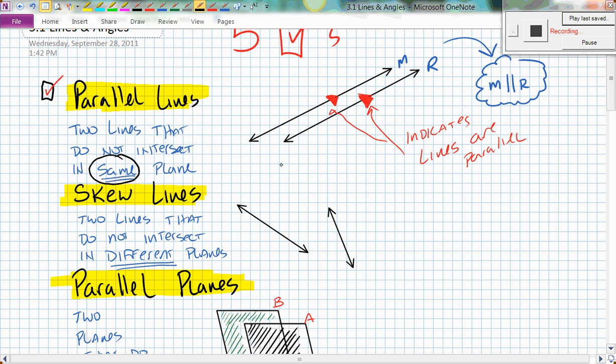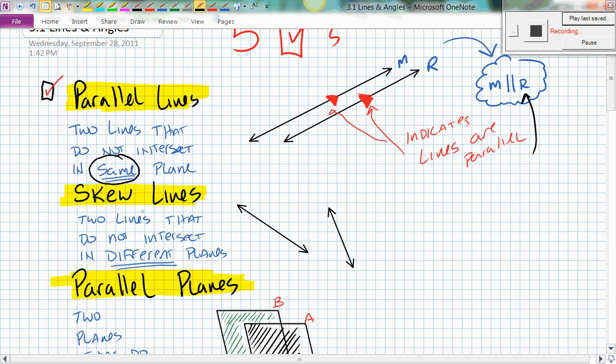So that's important. If they are in the same plane and they're parallel, like I have over here, M and R are parallel. The red triangles will indicate that the lines are indeed parallel. And the way that we write that is like this: M is parallel to R. This little tiny symbol looks like an 11.